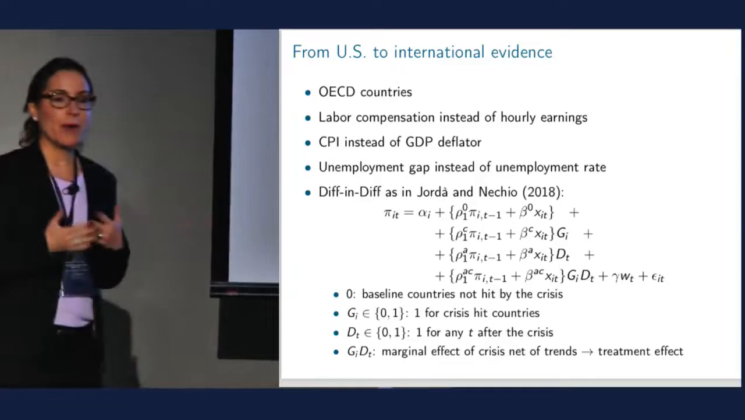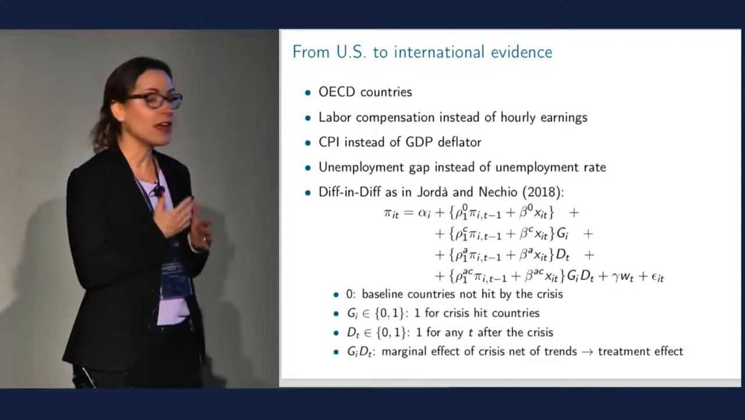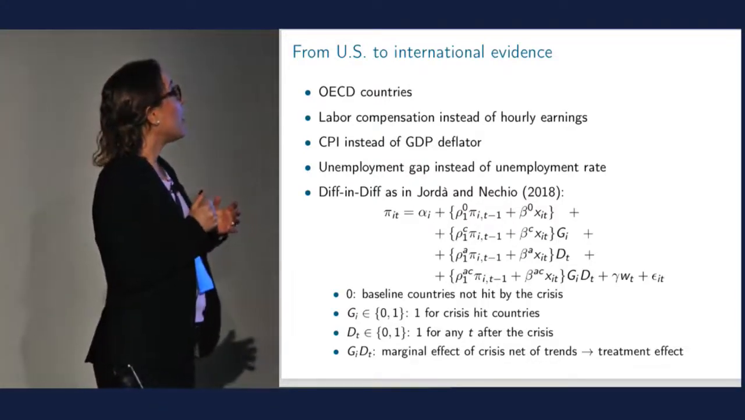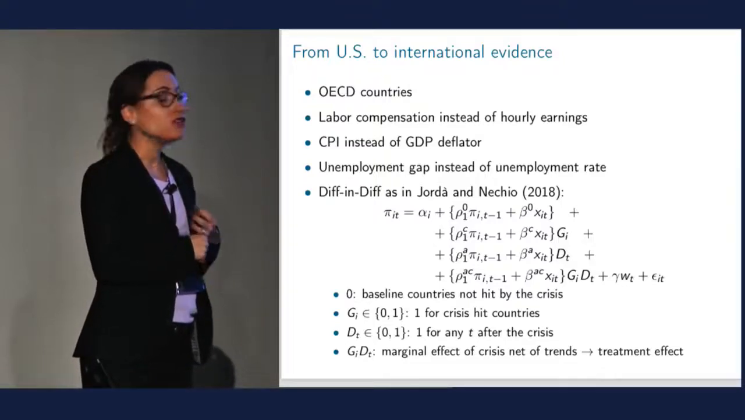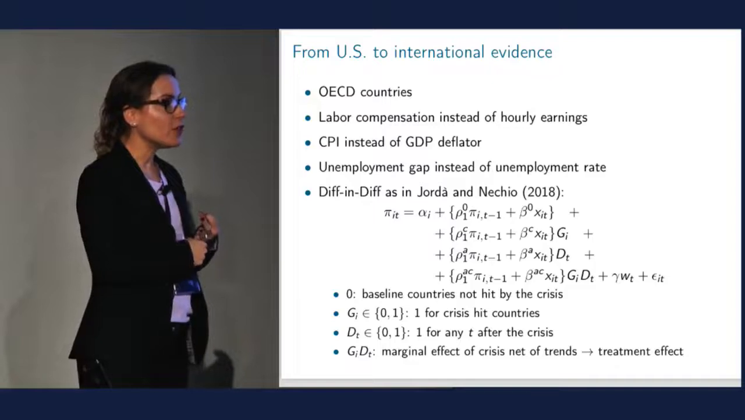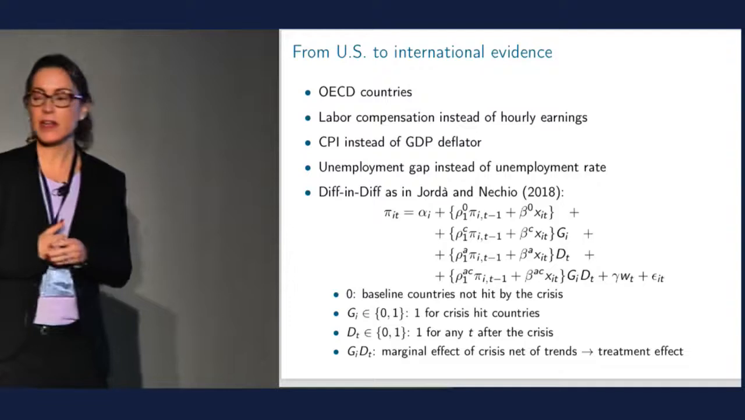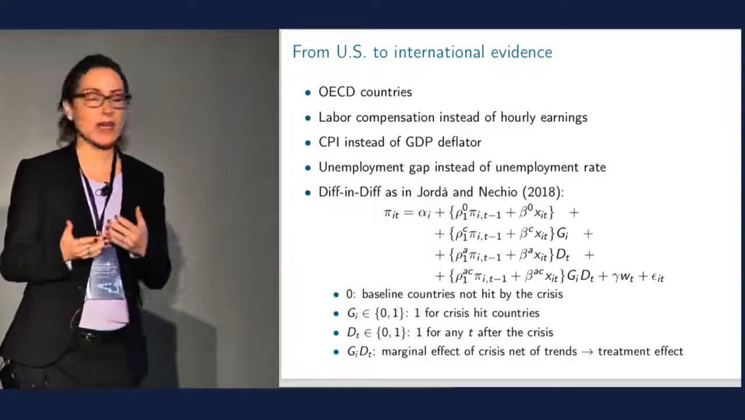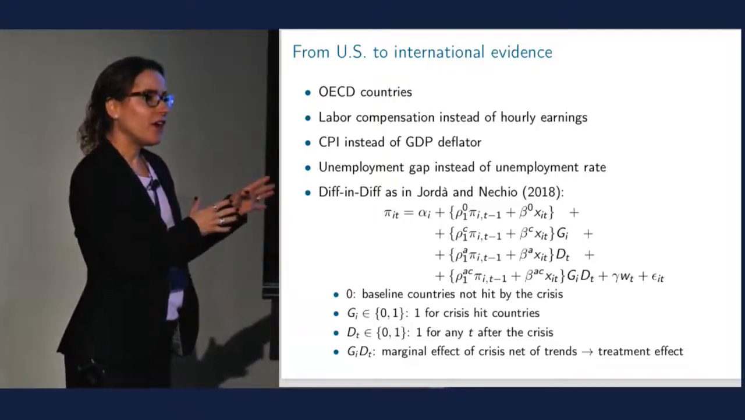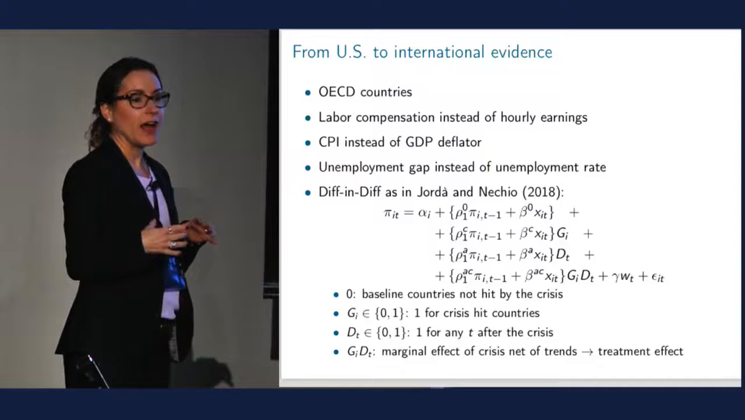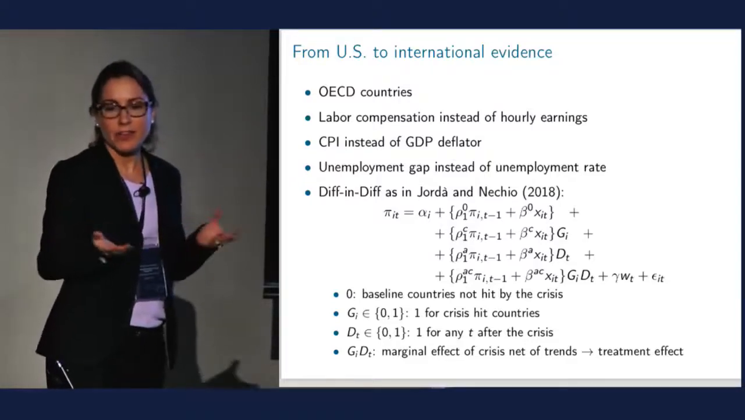I'm going to have to do some adjustments in the data that I'm going to use relative to what Jordi and Luca had. I'm going to be using labor compensation as a measure of wage inflation. It is not the ideal measure of wage inflation for these purposes, but that's what I could find for a set of countries in a consistent way. I'm going to be using CPI instead of GDP deflator. I want to map their findings to the framework that Oscar and I had, so I'm going to be using unemployment gap. I've tried using only unemployment, and everything holds through.